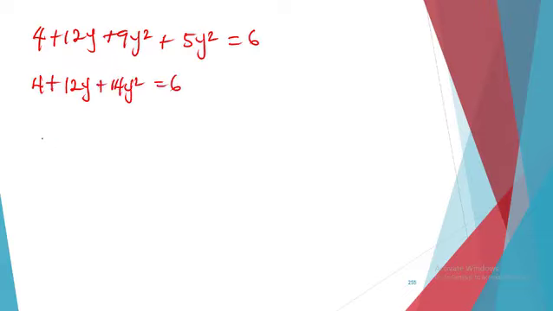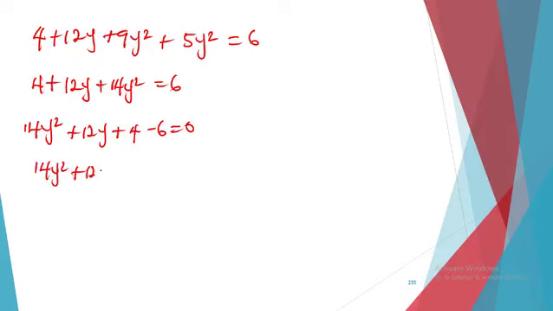If we rearrange this, we have 14y squared plus 12y plus 4, then this one crossing over minus 6 equal to 0. So we have 14y squared plus 12y minus 4 minus 6 will give us minus 2 equals 0. Then a quadratic equation has been formed. So we can now solve this using any of the quadratic equation methods.